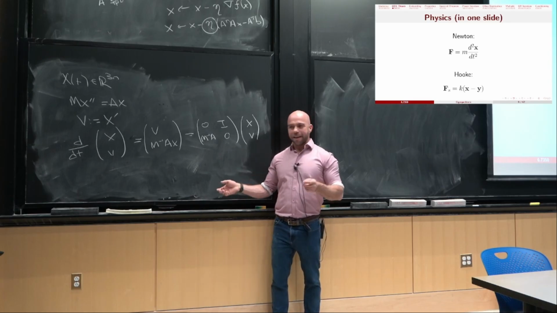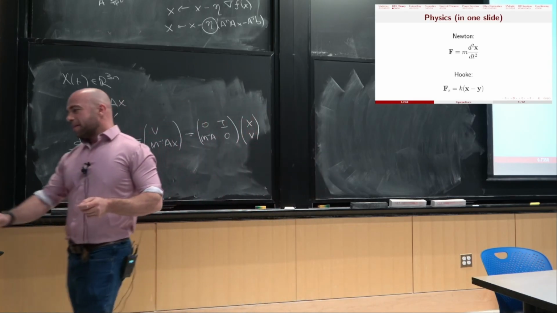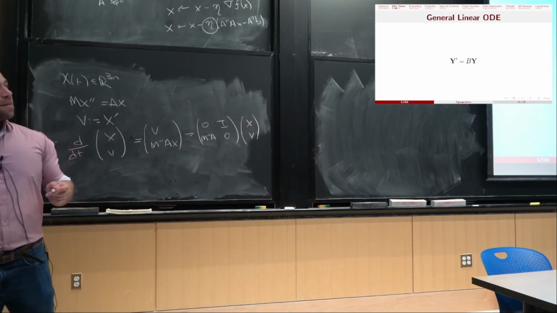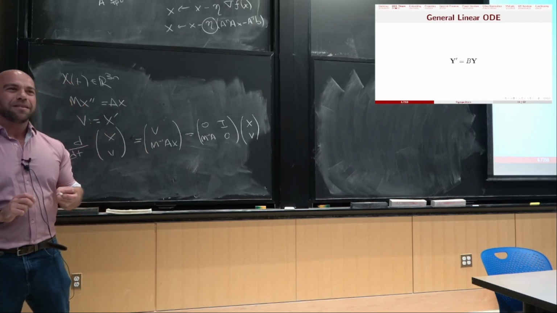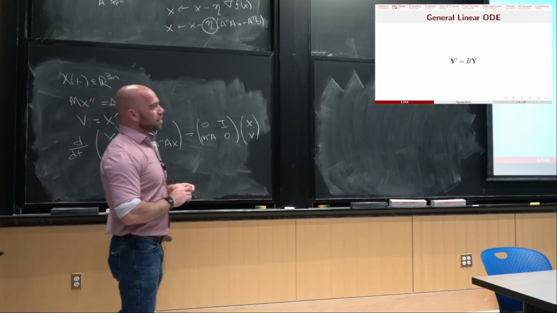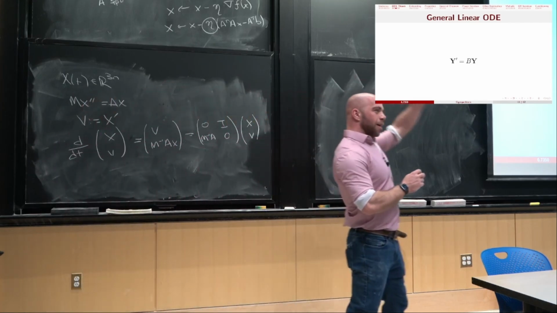But in any event, I think if we step back, the higher level point is oftentimes we are presented with differential equations of this form, which are just first order. Right? So like y prime equals b times y, where b is a matrix and y is some long vector.